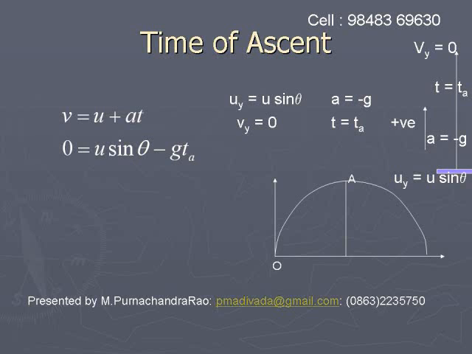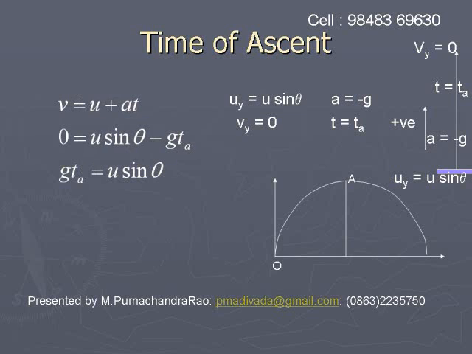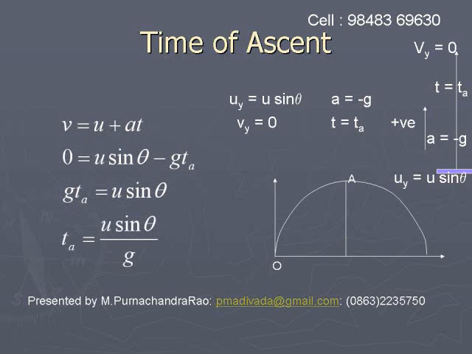0 is equal to u sin theta minus g into ta. Or g into ta is equal to u sin theta, or ta is equal to u sin theta by g.